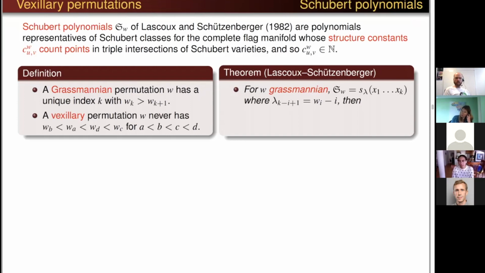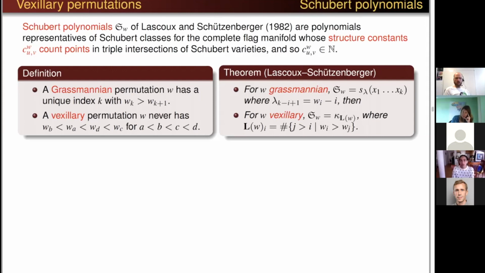Of course, not every permutation is vexillary. But if your permutation is vexillary, then your Schubert polynomial is a key polynomial. They coincide in this case. So it's not the case that every key is a Schubert or that every Schubert is a key, but they do overlap in this very important vexillary case.